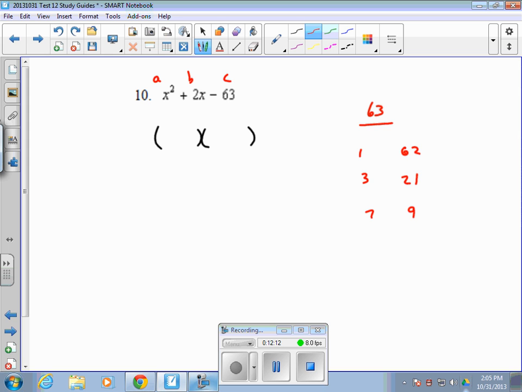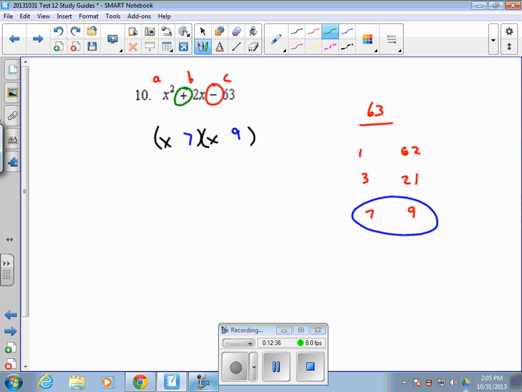Do the same thing with 10. Factor out the c value 63 again. Its only pair that is going to get you to the number 2 is the last pair, 7 and 9. So if you choose 7 and 9, now we'll look at this one. Now it's not plus like the last one, it's minus. That means that the signs are going to be different. One's going to be plus and one's going to be minus.